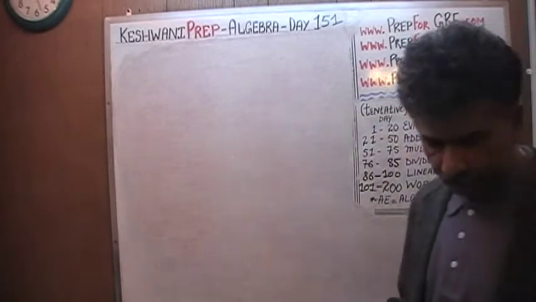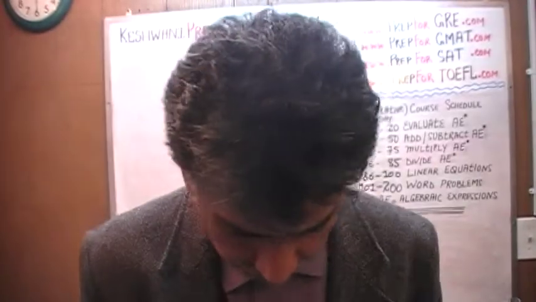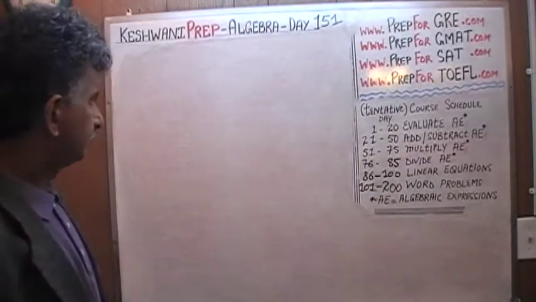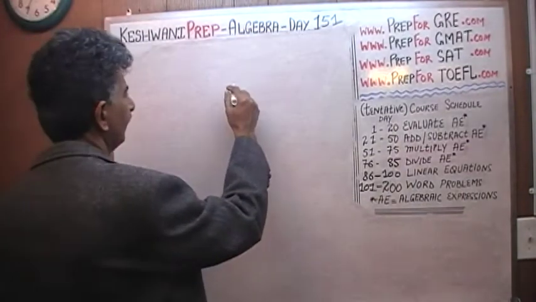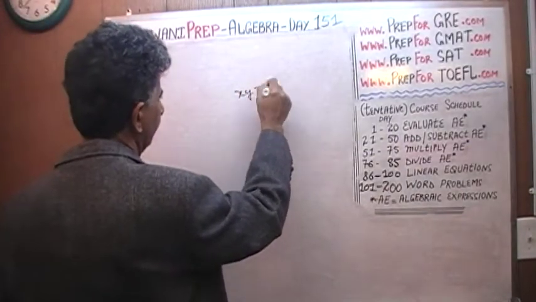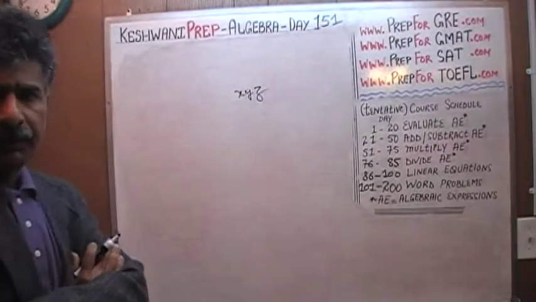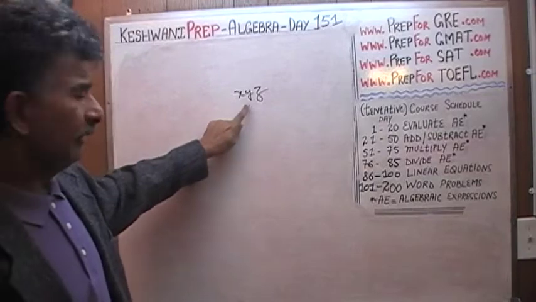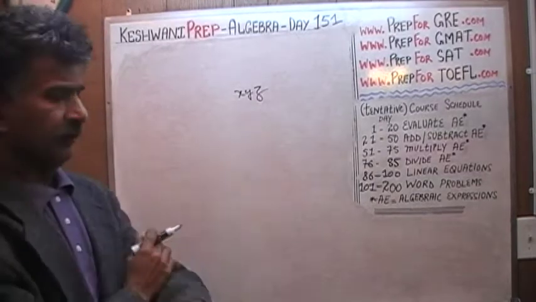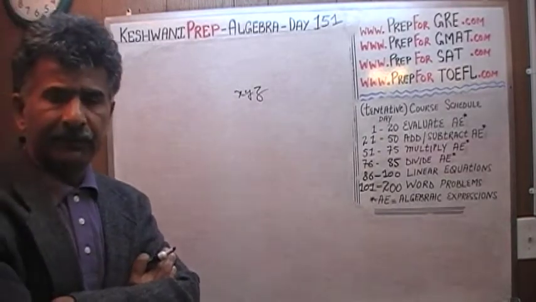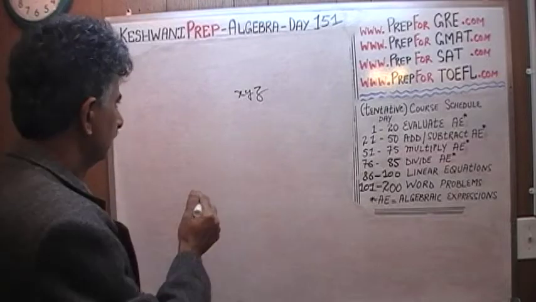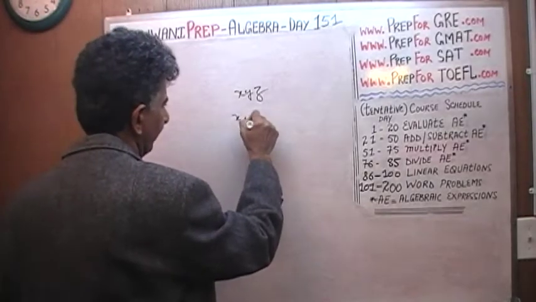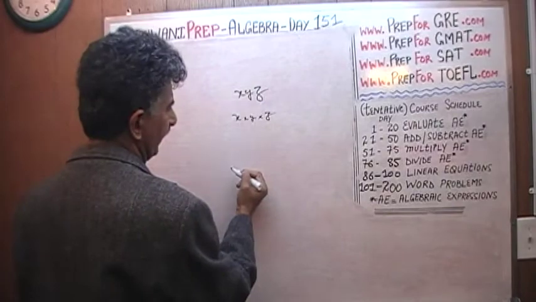Okay, let's see what we have for today. Before I start the problem for today, let me ask you this question. If I simply write this as x, y, z, in the language of algebra, what does it mean? X is some number, obviously, y is some number, and z is some number. And when it's written like this in the language of algebra, it is the same as x times y times z. This is another way of writing the same thing.